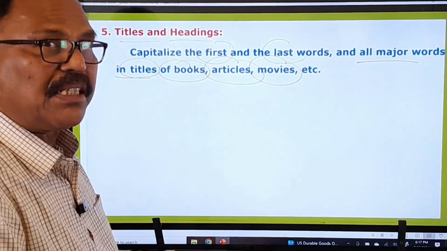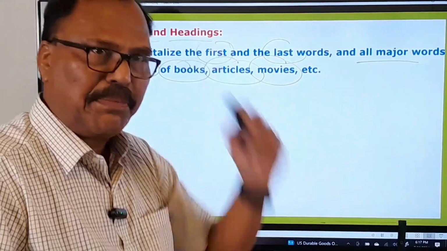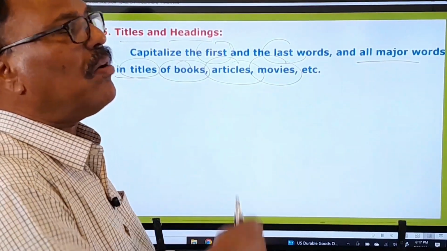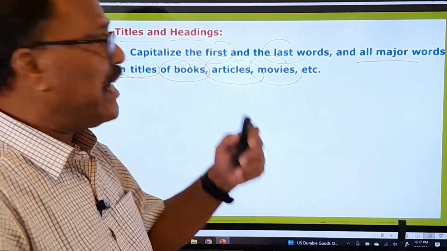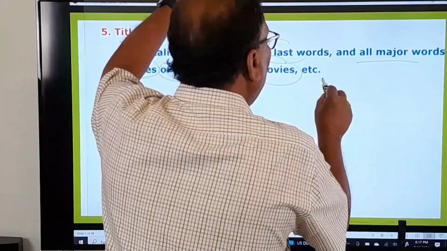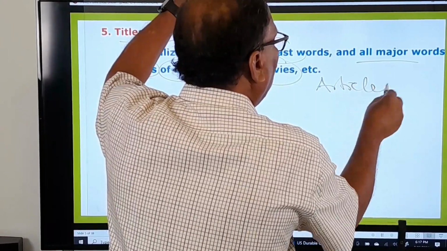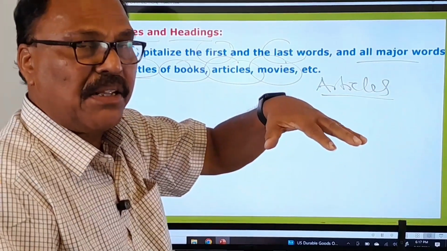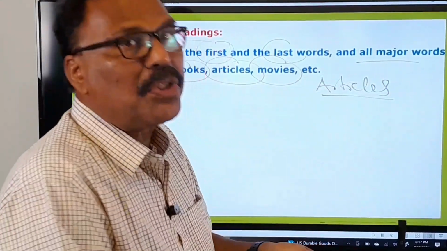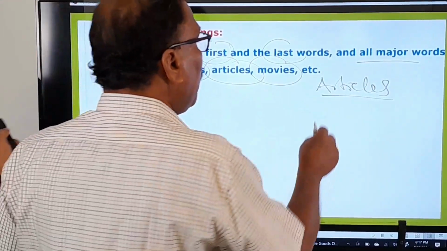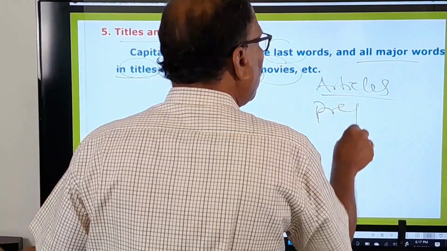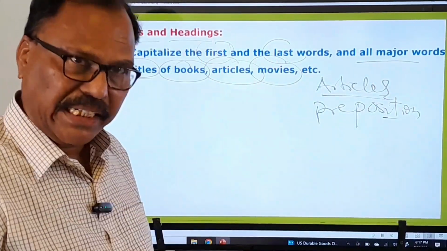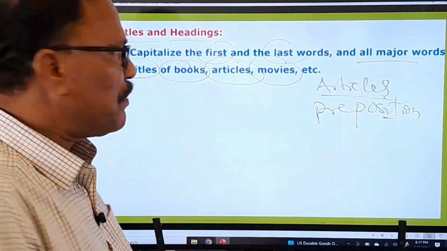And while capitalizing them, the first word must be capitalized, and all important words must be capitalized, except, this point is very important, articles should not be capitalized. If they occur at the beginning of the title, you can capitalize that, but if they occur in the middle, you should not capitalize them. And at the same time, prepositions also you should not capitalize if at all they occur in the middle of the title. Keep this point in your mind.